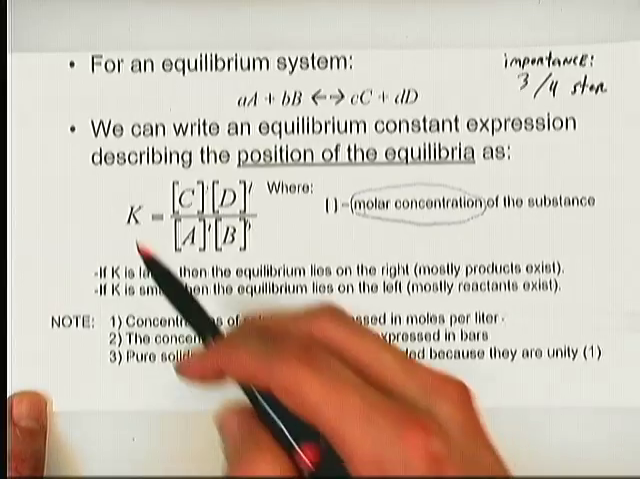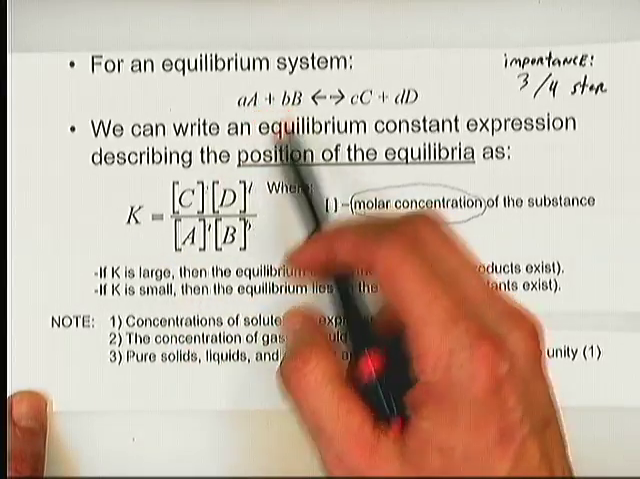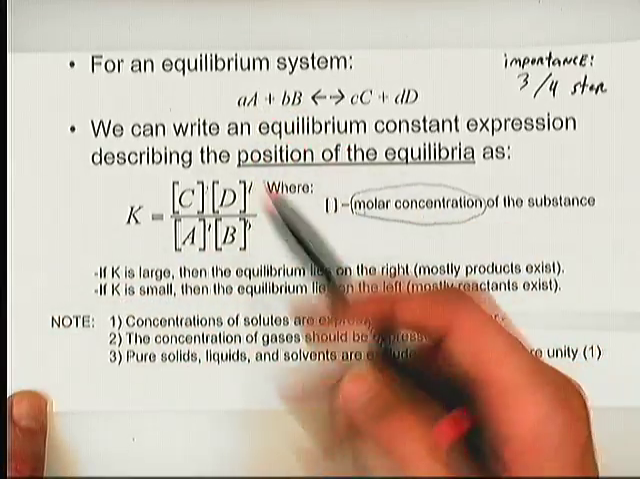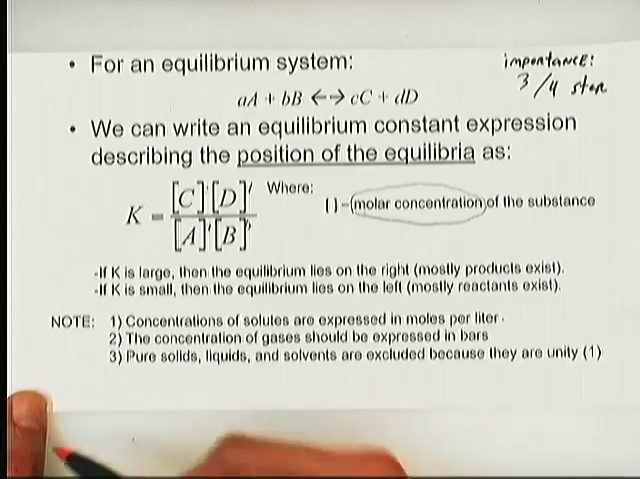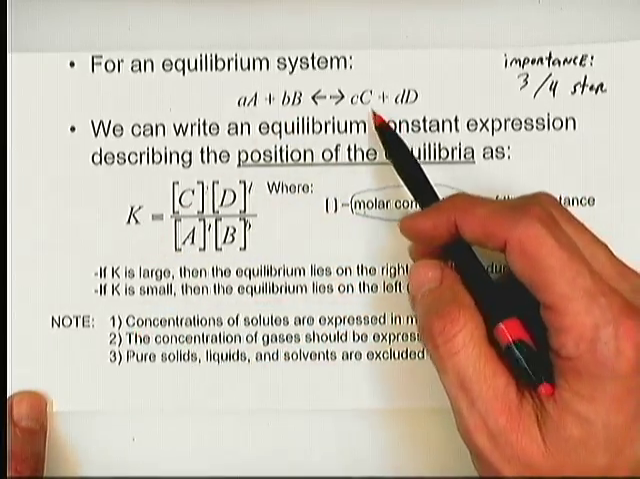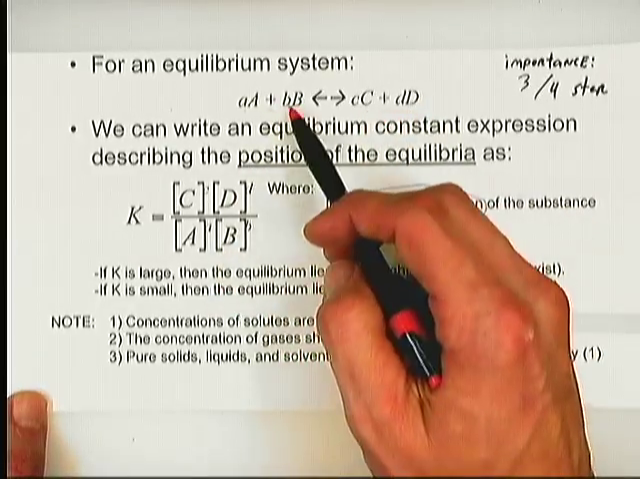Okay? That would make K very, very small. In this case, we would be very reactant heavy. The reaction would be said to lie far to the left, or the equilibrium would lie far to the left. Okay? So the magnitude of this number describes basically whether we mix these guys together, if we get a lot of C or D, or if we have a lot of A and B.